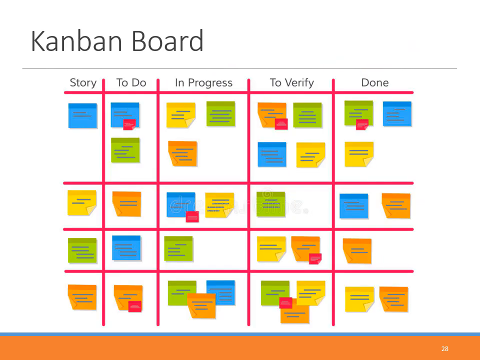Here again, another Kanban board. So what do you think? Is it different from the previous ones? Yes, of course. You can see that we have lanes, right? The same vertical lanes of story, to do, in progress, to verify, and done. But apart from that, we also have horizontal lanes here, right? Horizontal lanes can also be used to partition the work into projects.